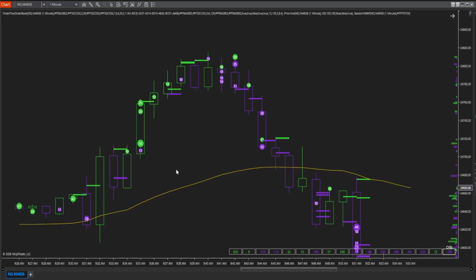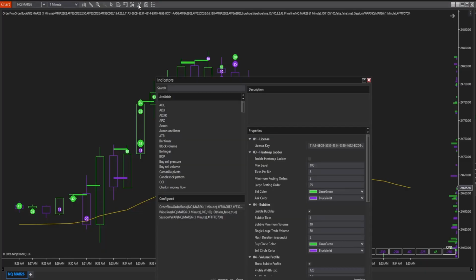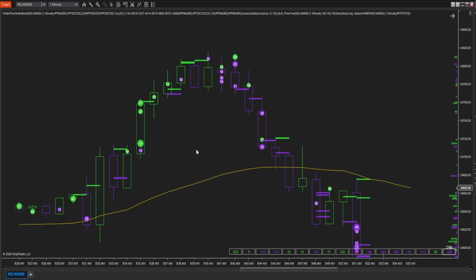So we opened up and then I noticed that there wasn't a lot of heavy buy-in. I don't think the institutions were really cranking it up or down this morning, and I noticed that. So what I did was I came in here and lowered the bubble minimum volume to 10 and then the large single trade to 50. When we first opened up right here, we sold off a little bit.